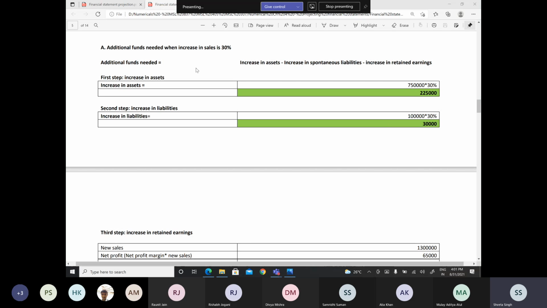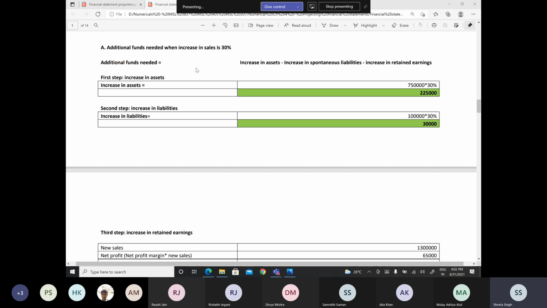It is increase in assets. That is, how much of assets will we need to increase? How much of financing will we need to basically expand our assets to support the kind of growth that we are looking at? Minus increase in spontaneous liabilities. This means that if we are able to raise some part of our working capital that is required through current liabilities, through payables, through accruals, then that is basically external money helping us. So we can reduce this amount.